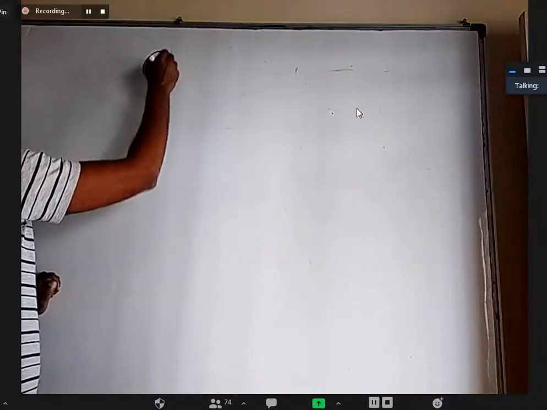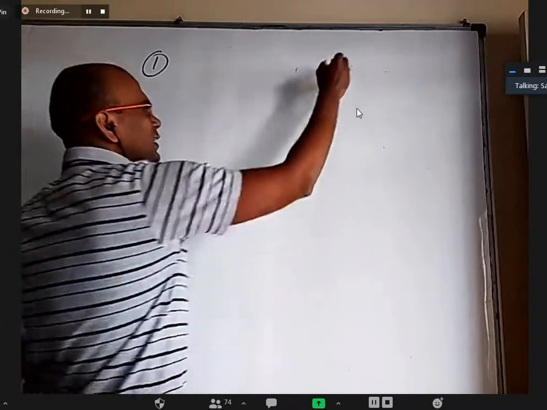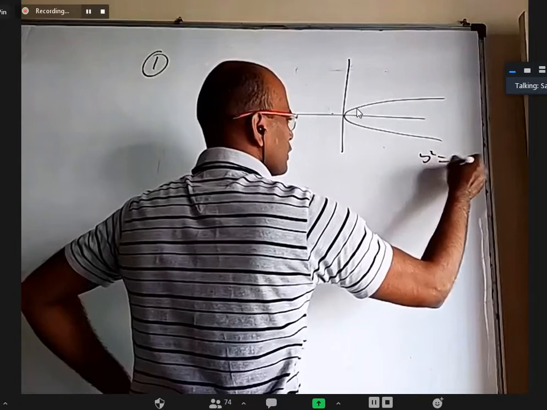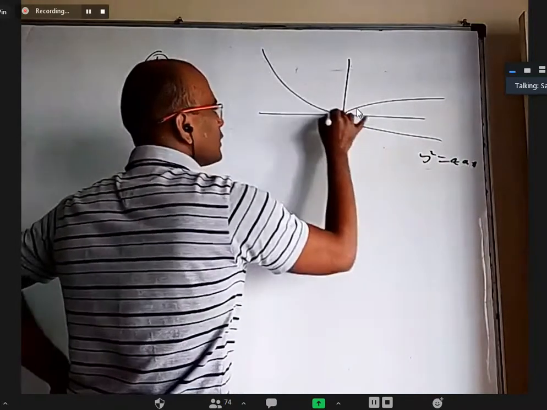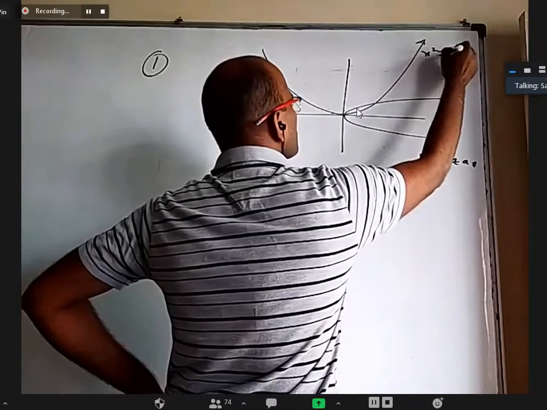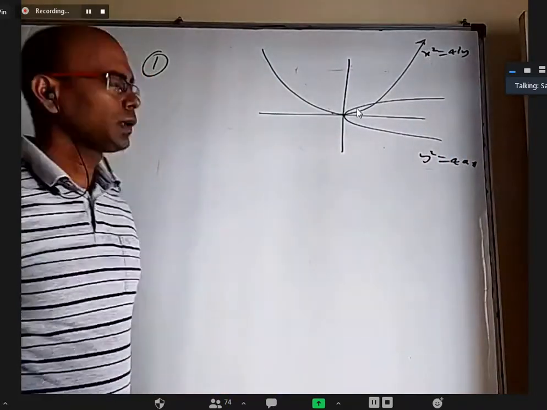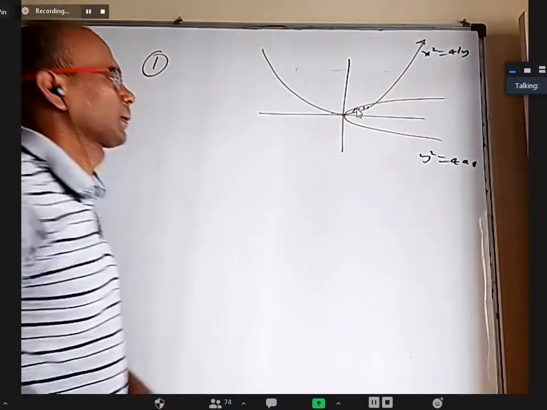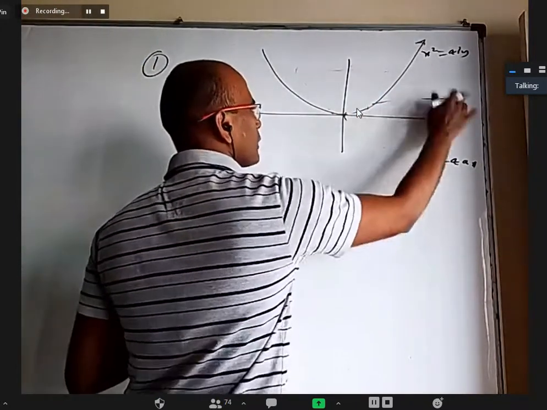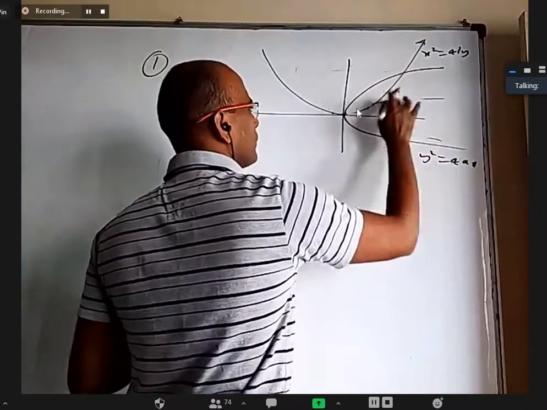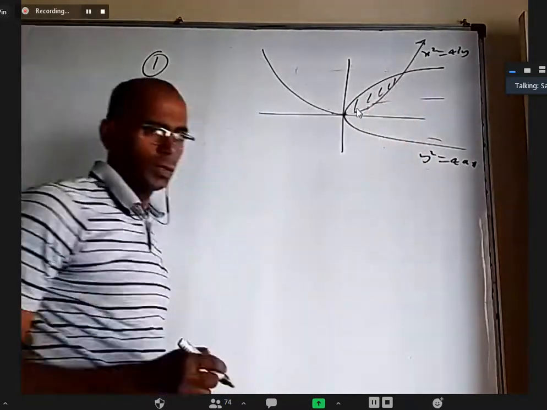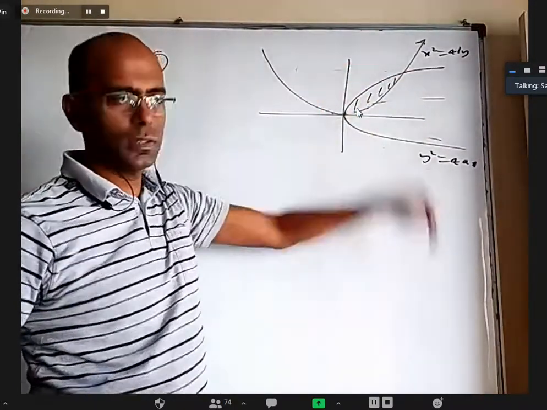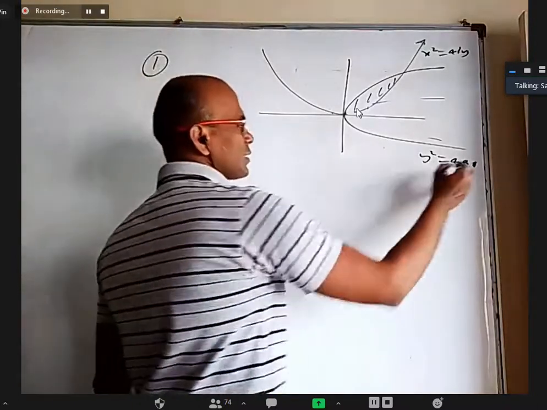Okay. For example, in your textbook, this question is there. One is y square equal to 4ax. Another is x square equal to 4by. They want this area. Normally, you have to find the point of intersection, then take from 0 to this, upper curve minus lower curve. Without all that, I'm going to show a very easy method.